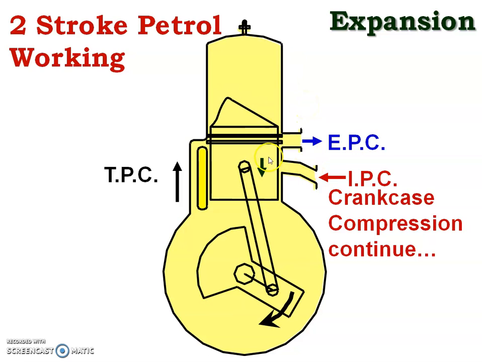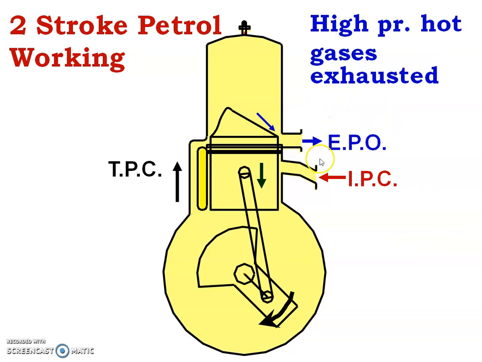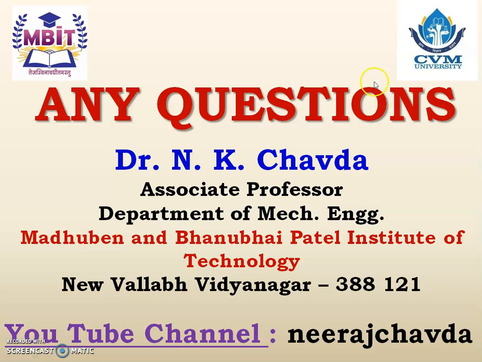Right? Again, if it is moving down, all ports are closed. Now which port will open? Expansion stopped and the exhaust port opens. So now the cycle continues. And that is the working of the two-stroke petrol engine.